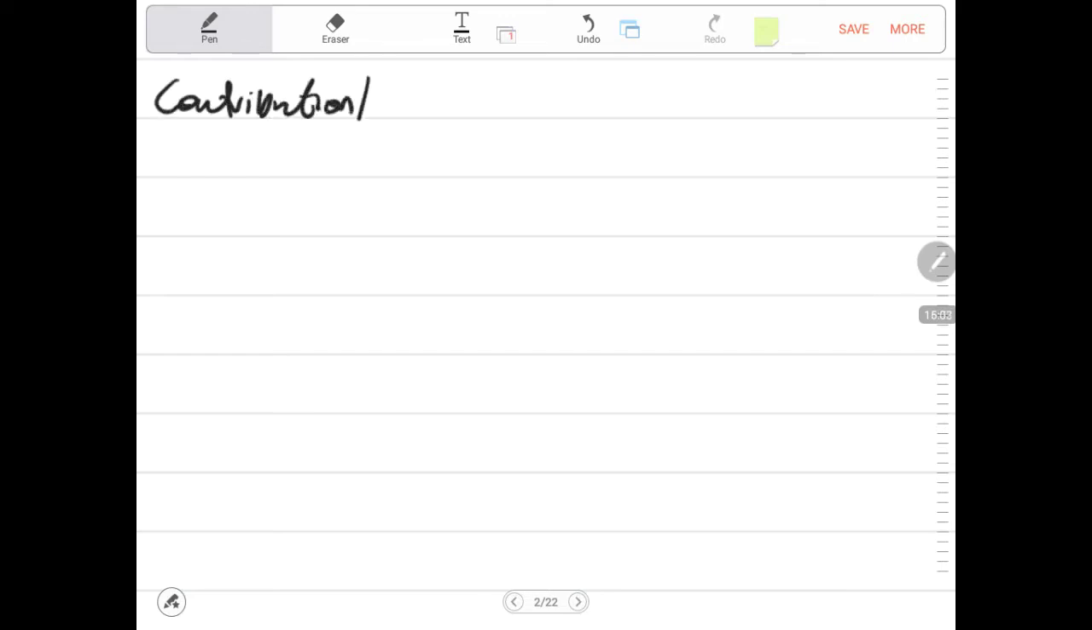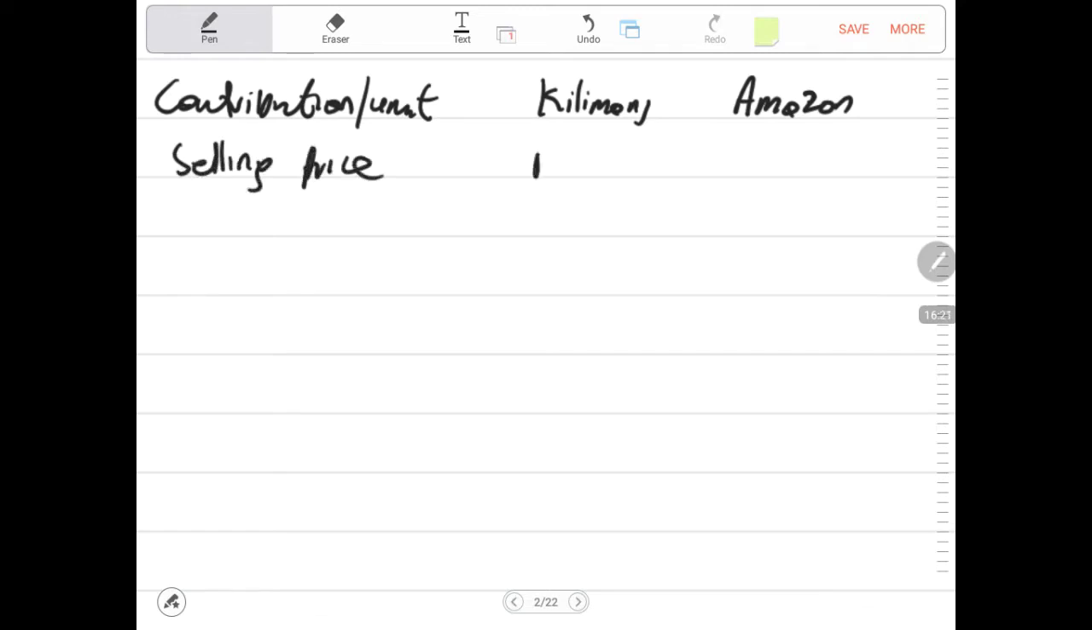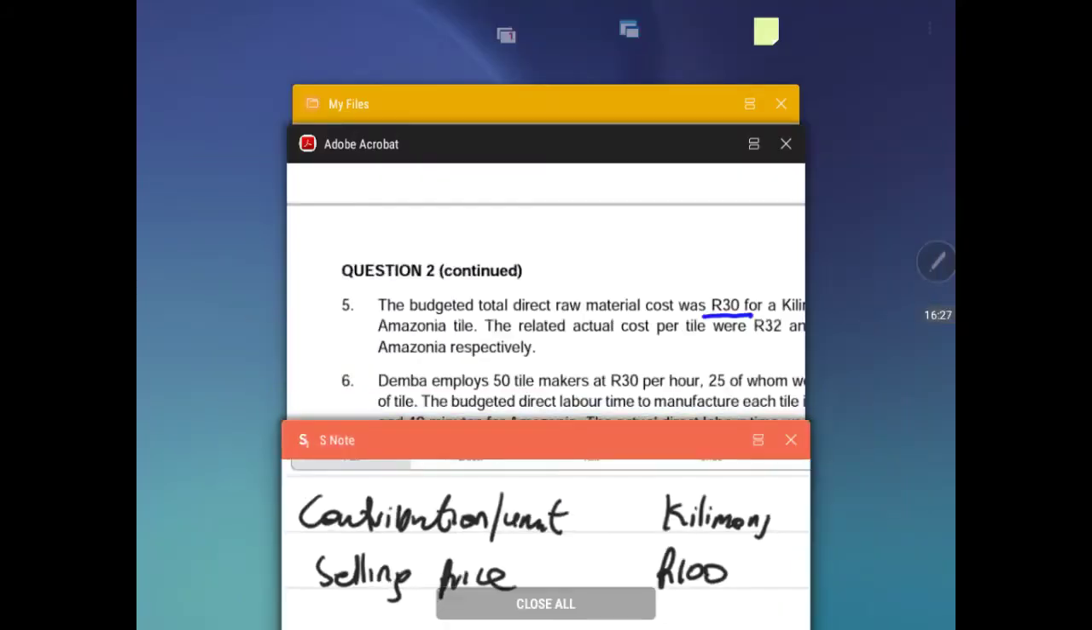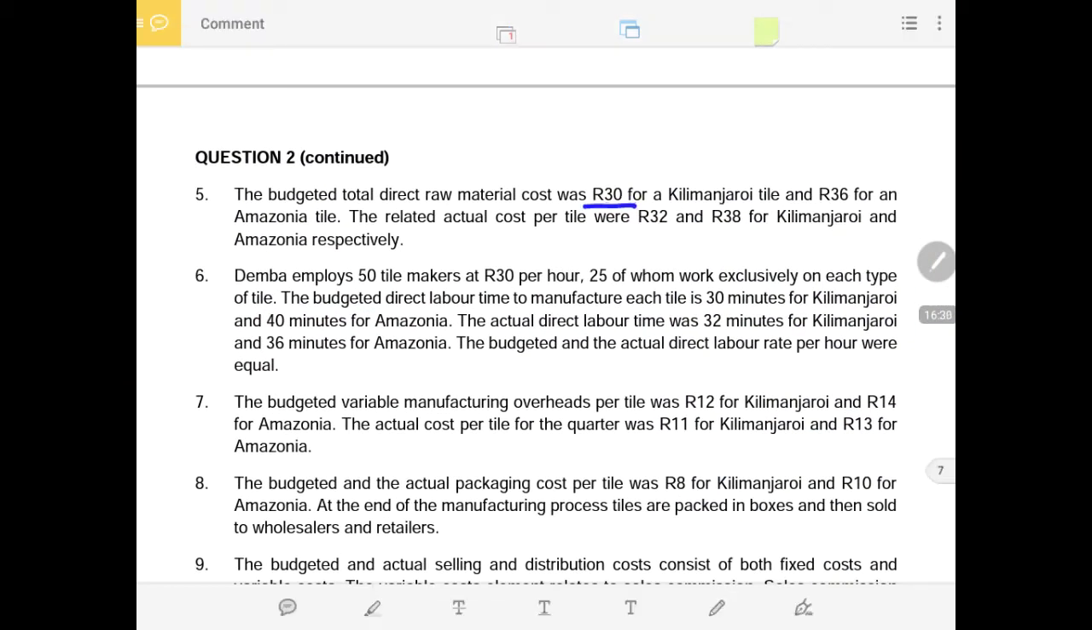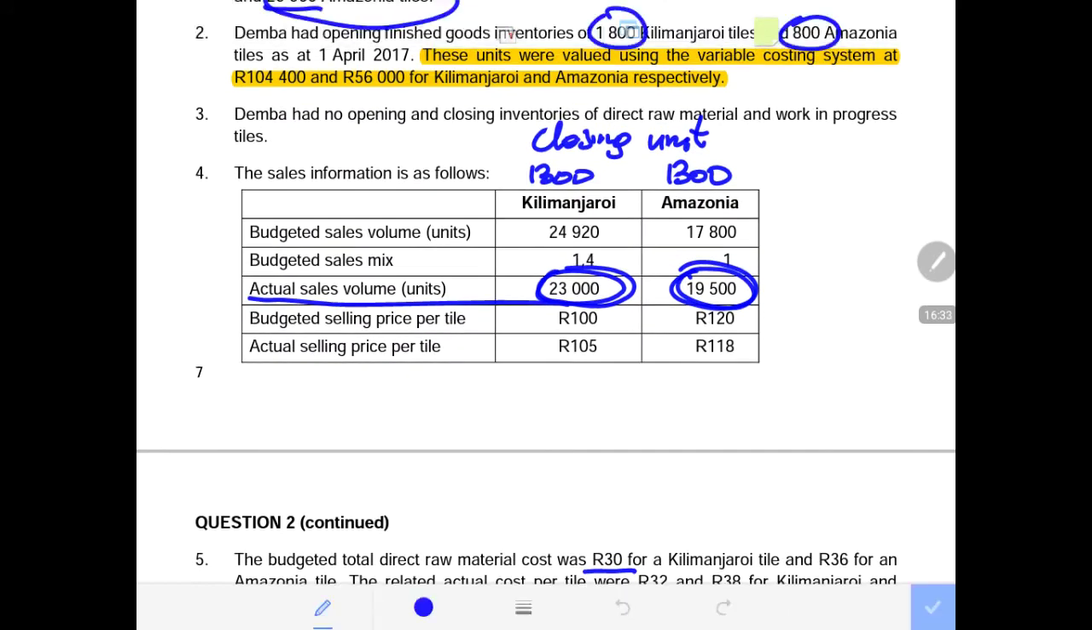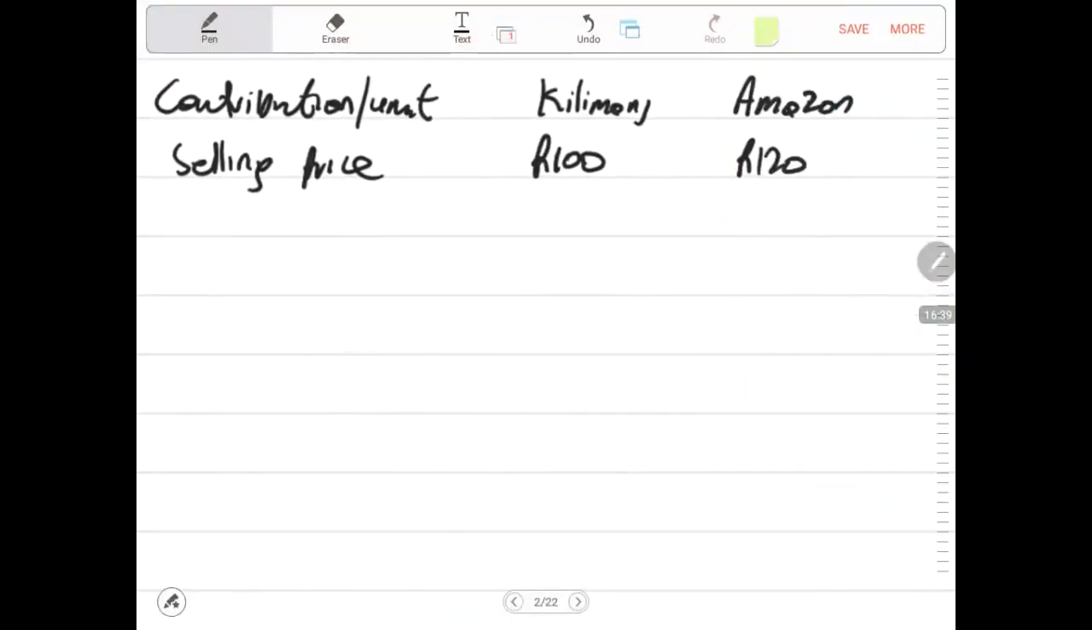I'm looking at the contribution per unit for Kilimanjaro and Amazonia. Then we have our selling price. Remember, we are looking for the budgeted selling price, 100 Rand and 120. We are doing the budgeted contribution. So now our selling price must be the one that is budgeted, which is 100 Rand and 120. Then after, we need to minus our variable cost, less our variable cost.